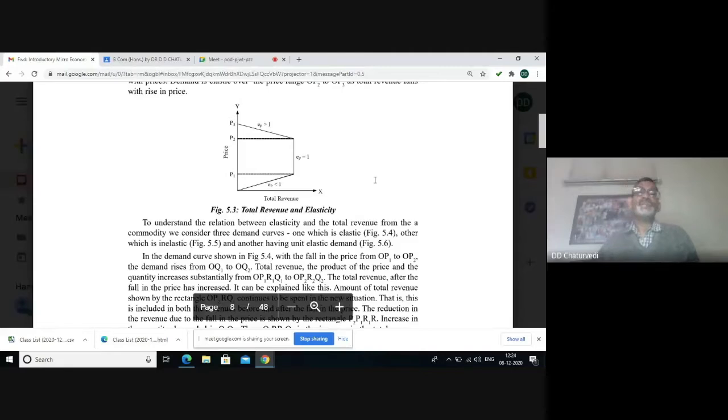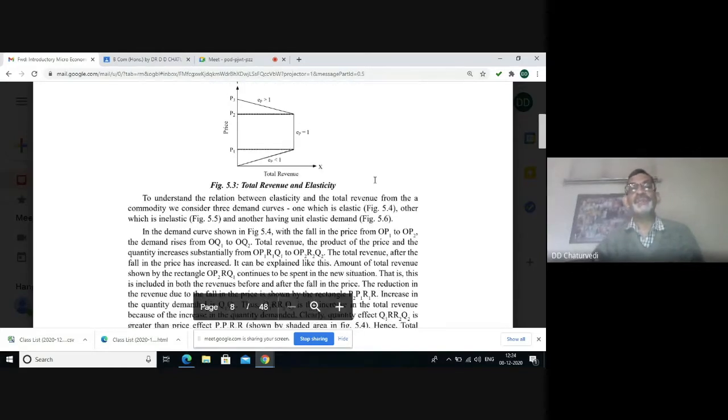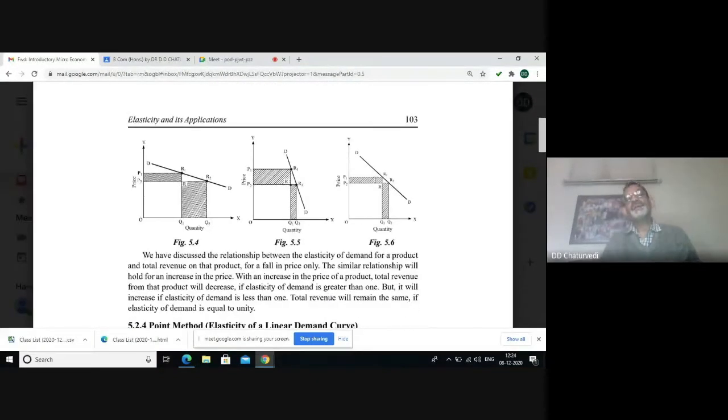When there is no change in total revenue with change in price, elasticity of demand will be equal to 1. And in the third segment or part of this figure, when total revenue and price move in opposite directions, elasticity of demand will be greater than 1. Whatever we have discussed through tables and mathematically is also clear from figures 5.4, 5.5 and 5.6.